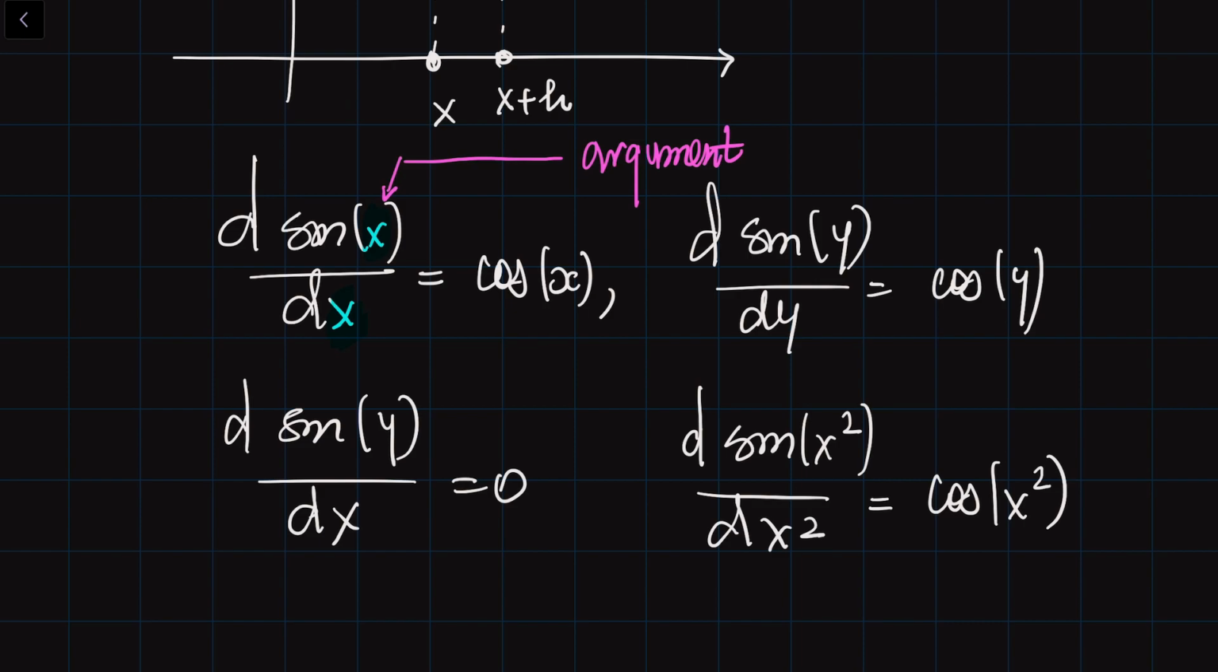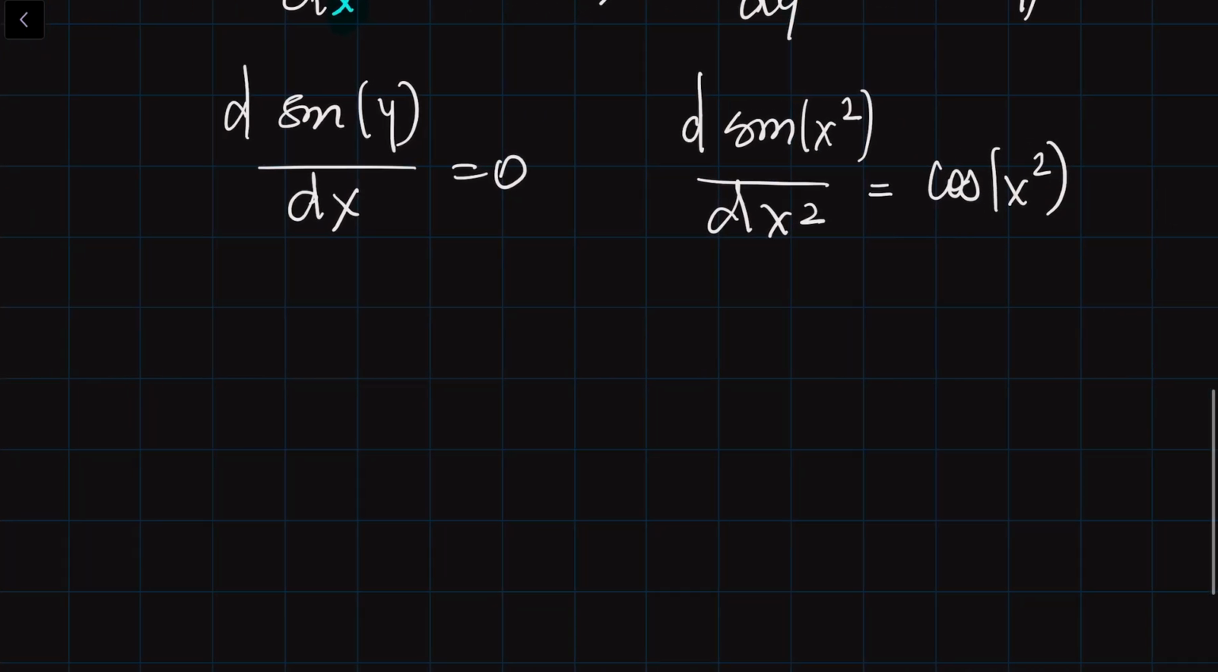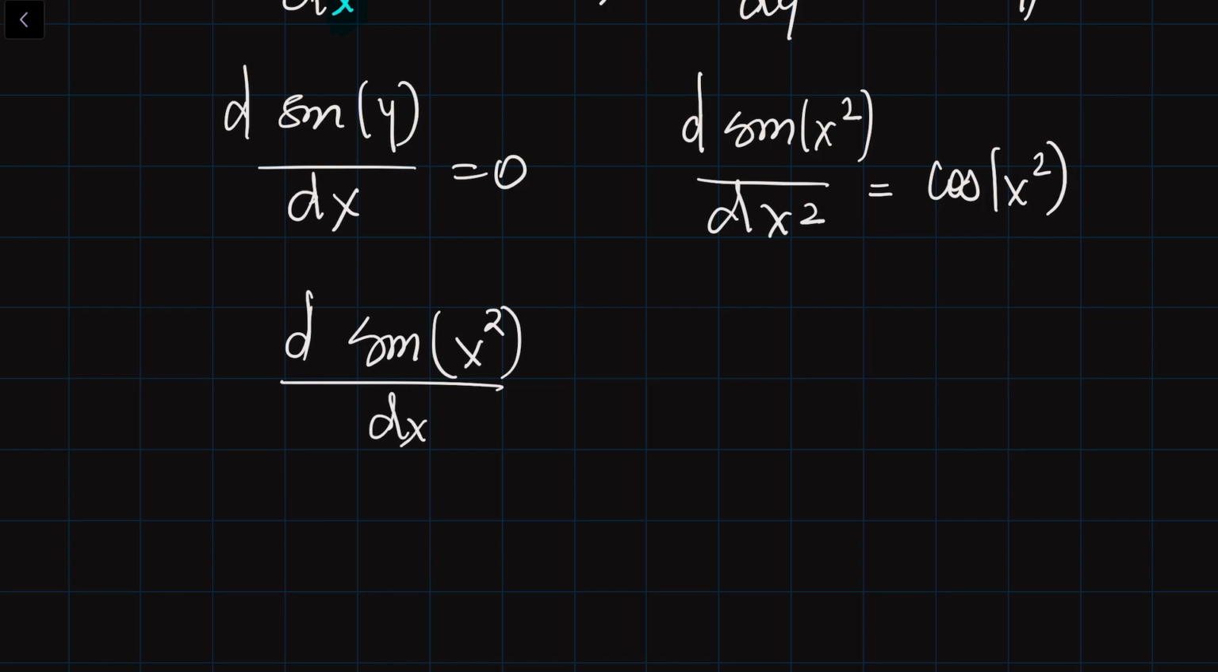So sometimes we have to take the derivative of such functions like sine of x squared with respect to x. Sometimes we have to take the derivatives of composite functions. Do you remember what the composite function is? Composite functions are the functions which are obtained by composing two functions, one inside another one, right?